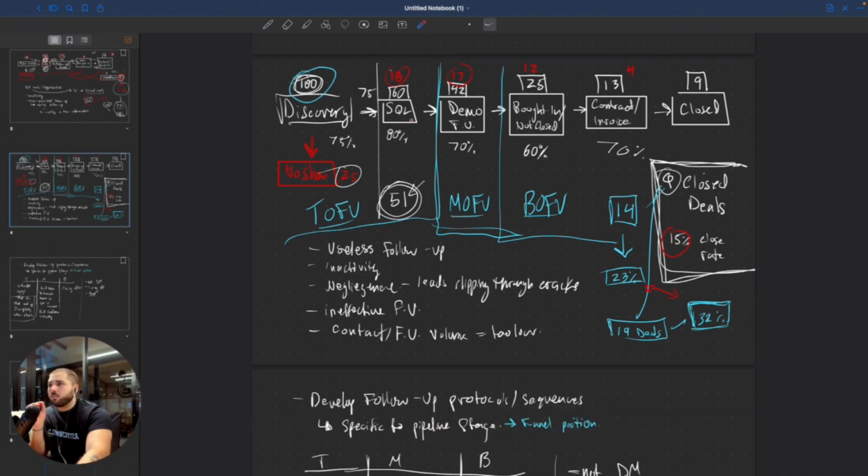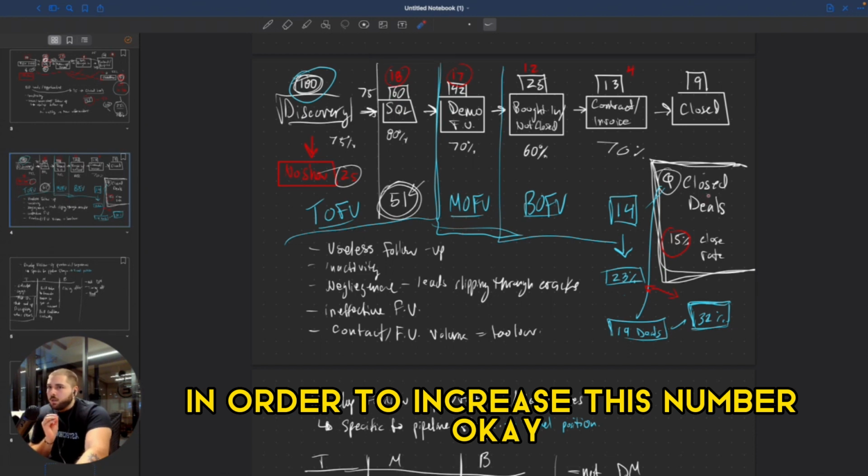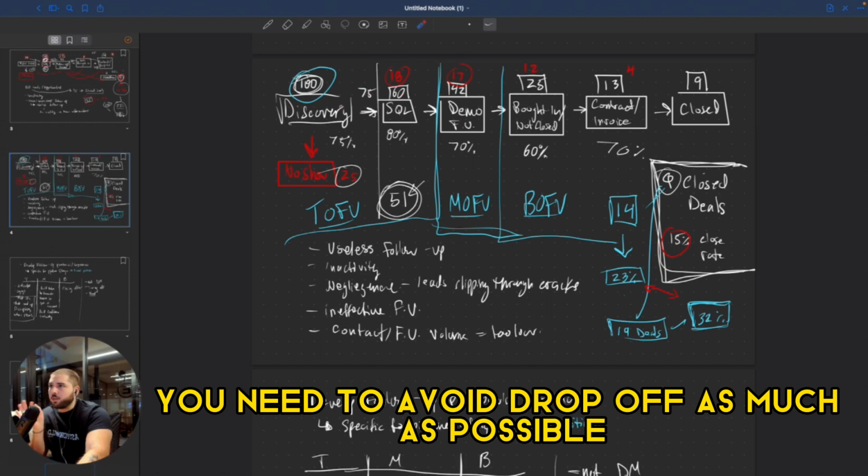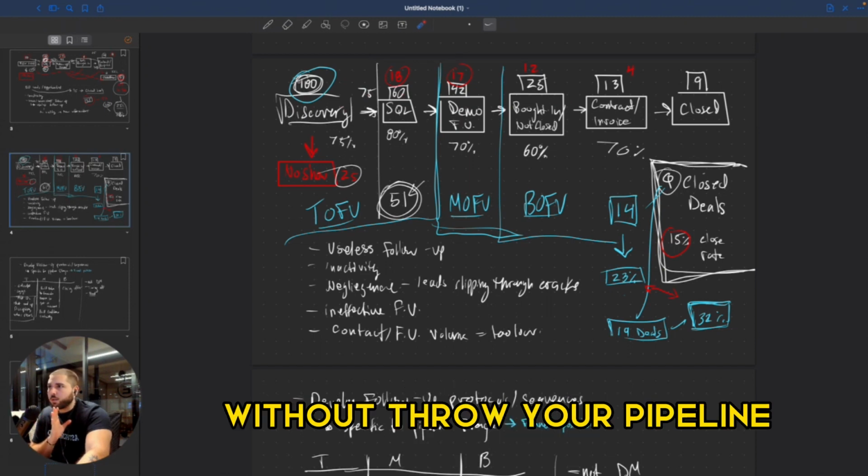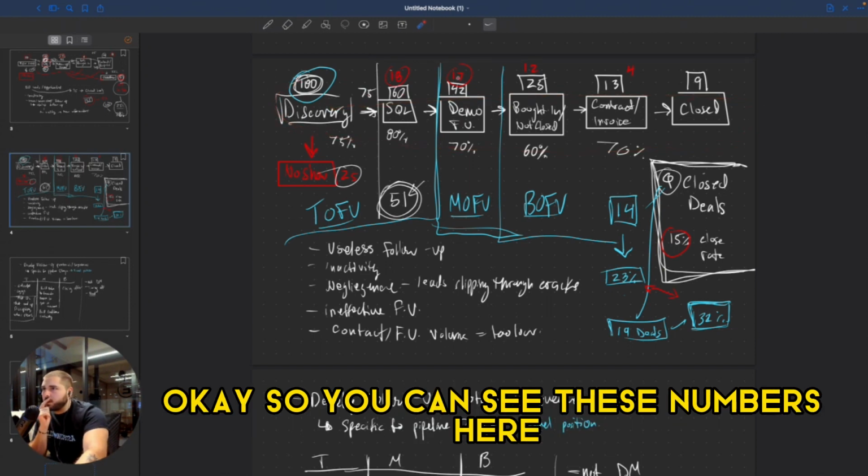So, in order to increase this number, you need to avoid drop off as much as possible throughout your pipeline. You can see these numbers here.